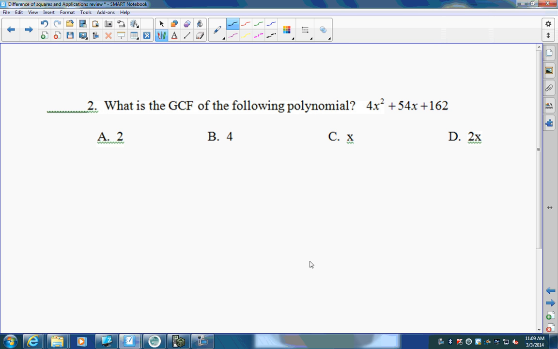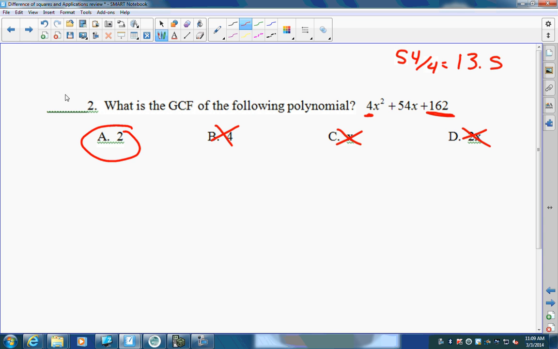All right. One of the things you'll go through and do, I normally say to start with this number right here, that 4. Does 4 go into 54? Can you go 54 divided by 4, and is it even? I don't think so. It's 13.5, you said? Okay, so it's not 4. Guys, look, it's not an x either. Is there an x in this last term? Nope. So it can't even be D. So the answer has to be A.